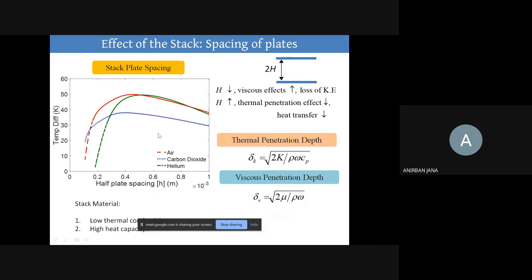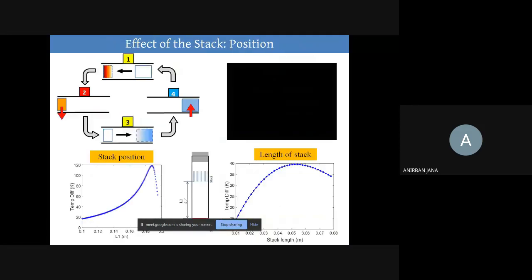So there is an optimized value, and the stack material is also a critical criterion here. You need a low thermal conductivity so that you don't allow heat to travel inside the stack from one end to another, but only through the gaseous medium. Also, you need a high heat capacity so that you don't have a very high temperature increase in the stack when the energy gets transferred. So yes, the optimum stack spacing is compulsory.